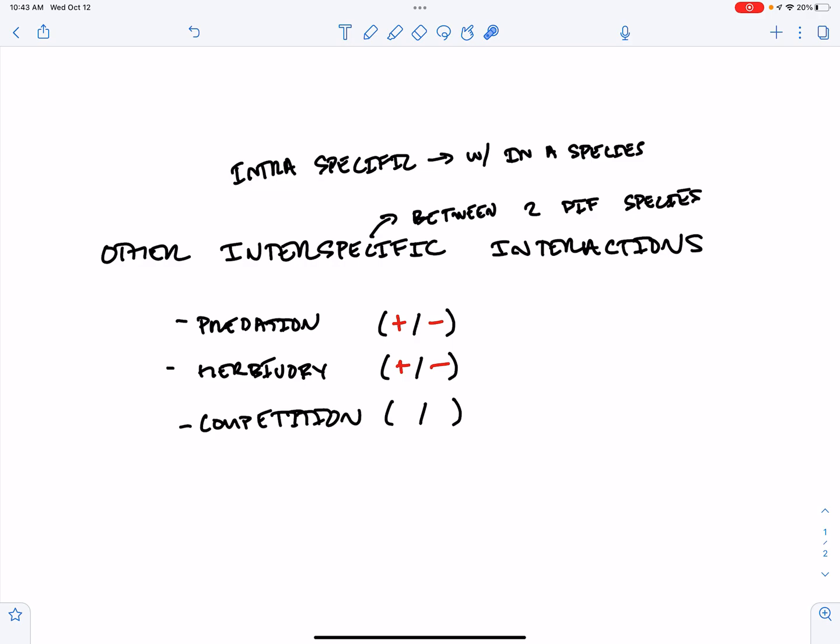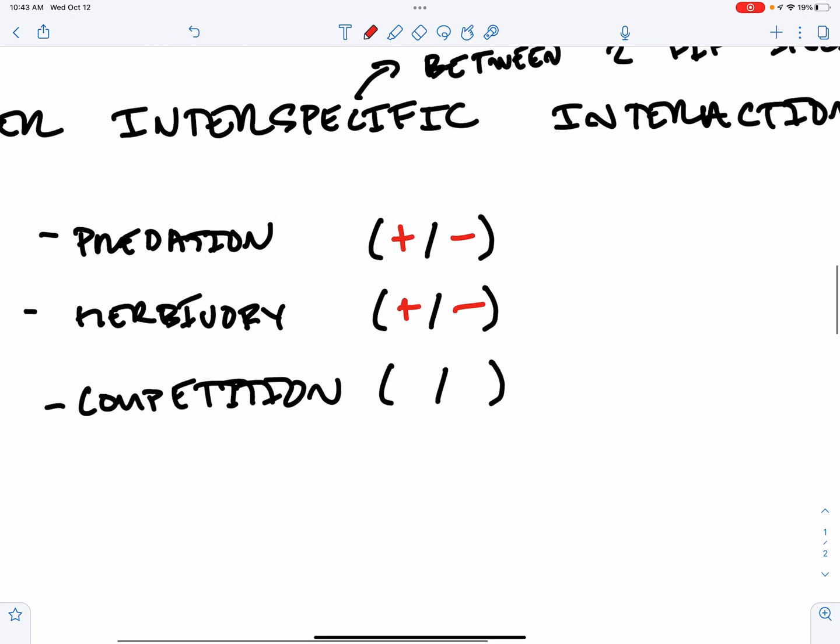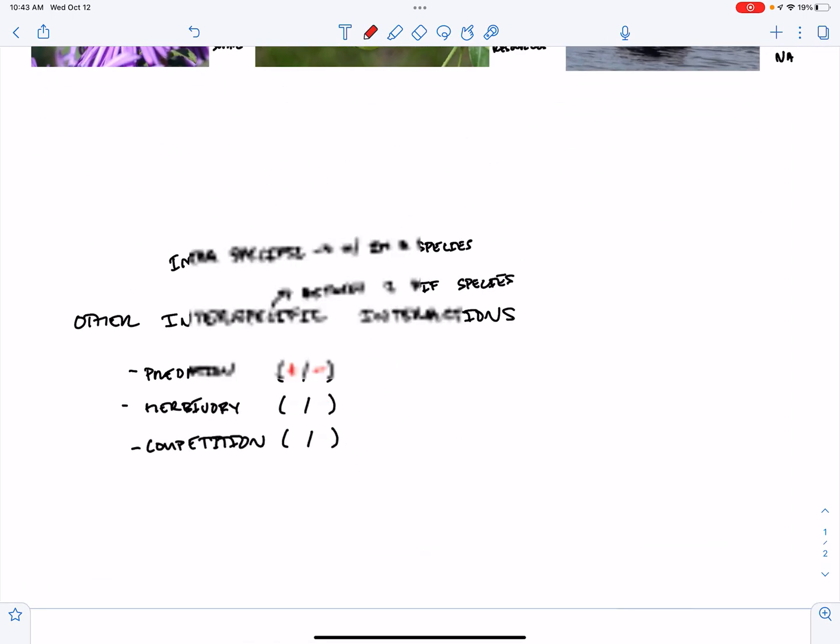So an example of competition might be two different finches that are different species, but they both use the same nesting material. This would be interspecific competition, and this is negative for both of those organisms.